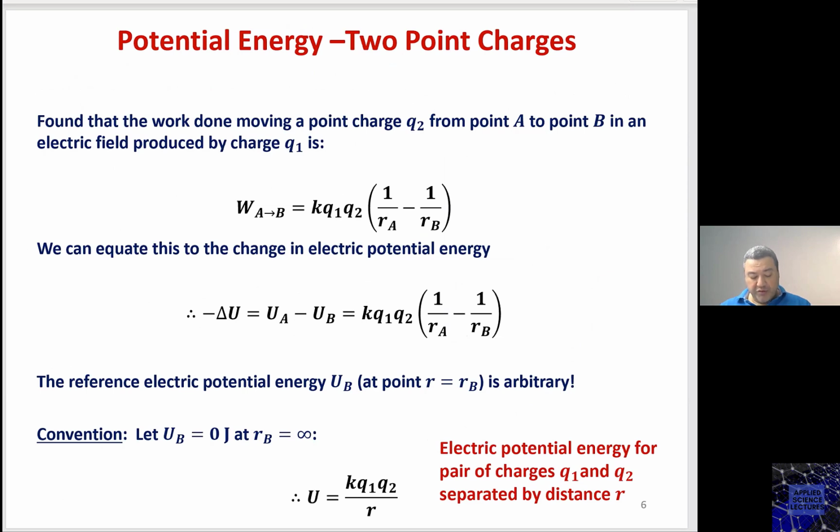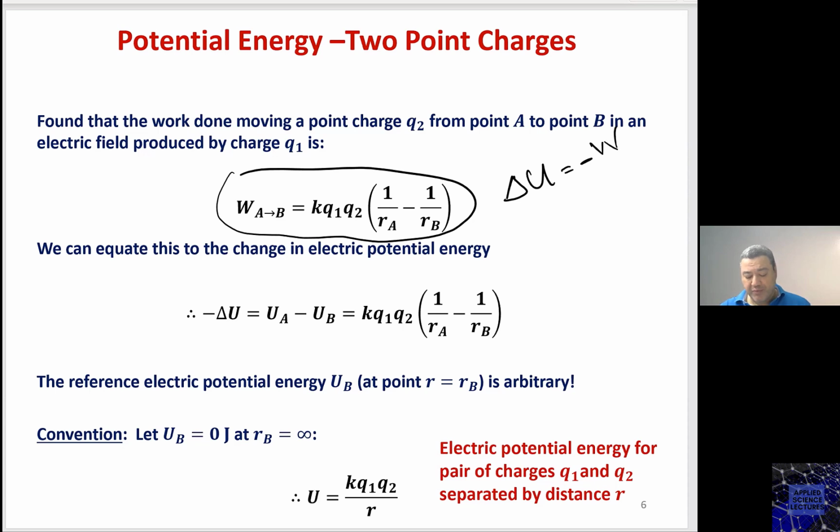Now, in order to derive the electric potential energy expression for two charges, we'll take the work that we have derived, and knowing that delta U equals minus W, I can rearrange such that this delta U becomes U2 minus U1 equals minus W. If you multiply by -1, I get U1 minus U2 equals W.